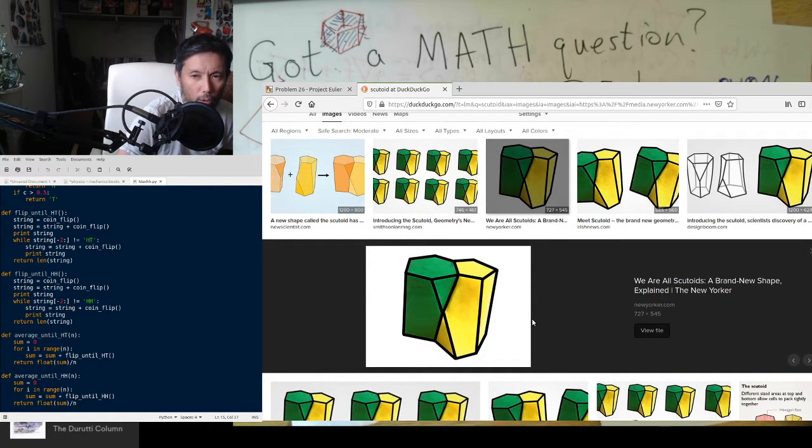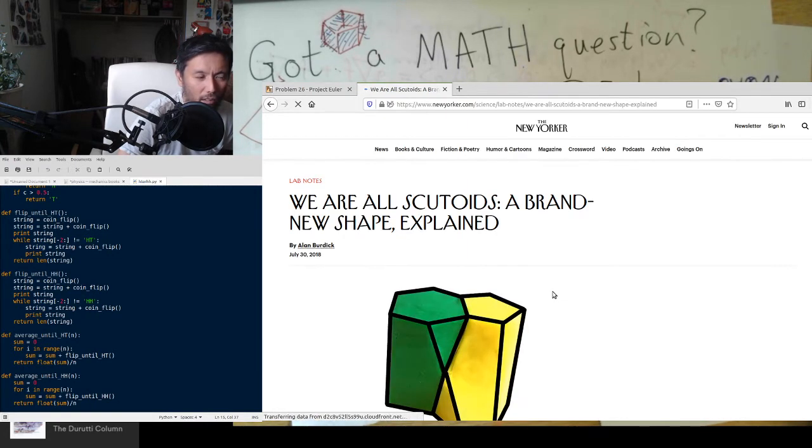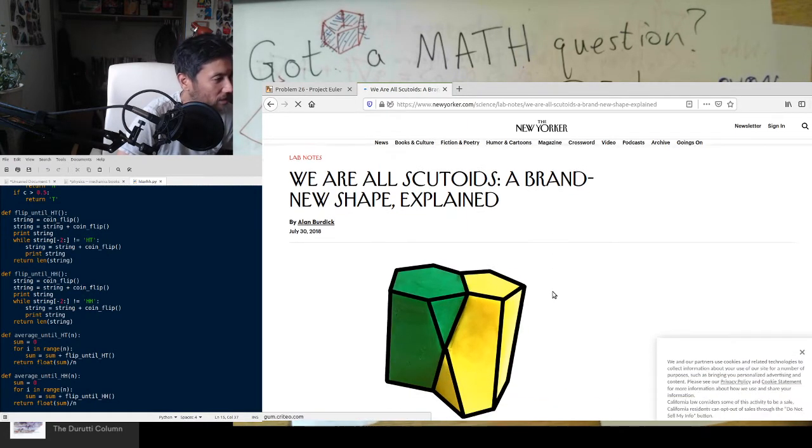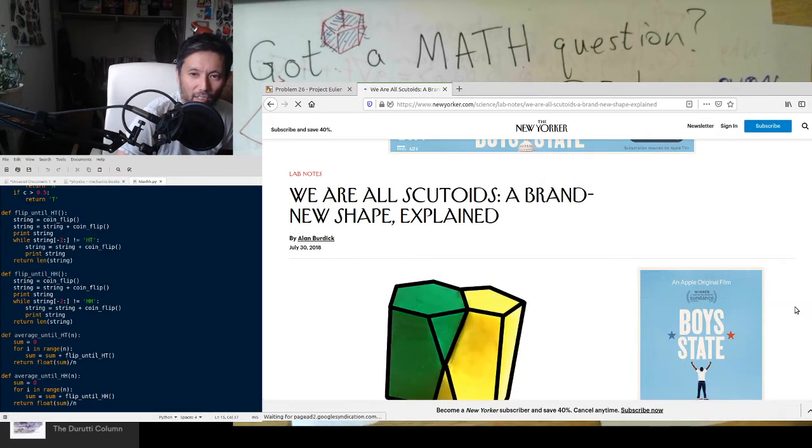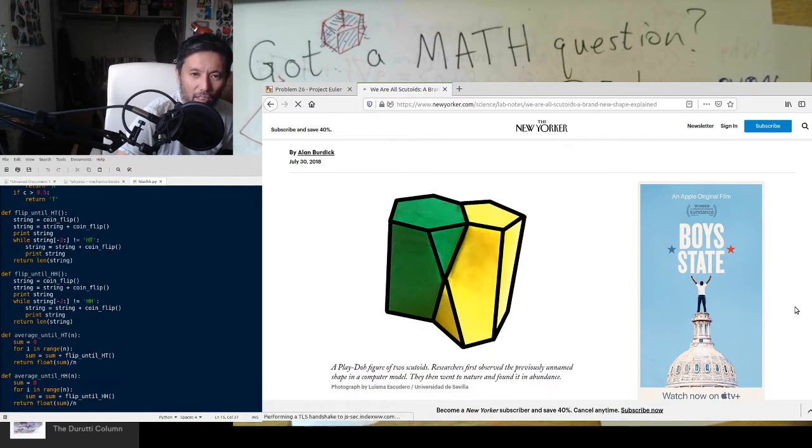We are all scutoid. A brand new shape explained. The New Yorker has an article. A Play-Doh figure of two scutoids.